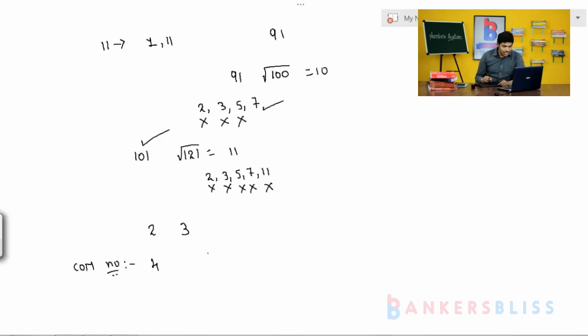Next, you may take 6. Again, 6 is having more than 2 factors. It is divisible by 1, 2, 3 and 6. 4 factors are there for 6. 9. Again, 9 is having more than 2 factors. So, any number which is having more than 2 factors, those numbers are called composite numbers. Next, prime number, any number having only 2 factors.